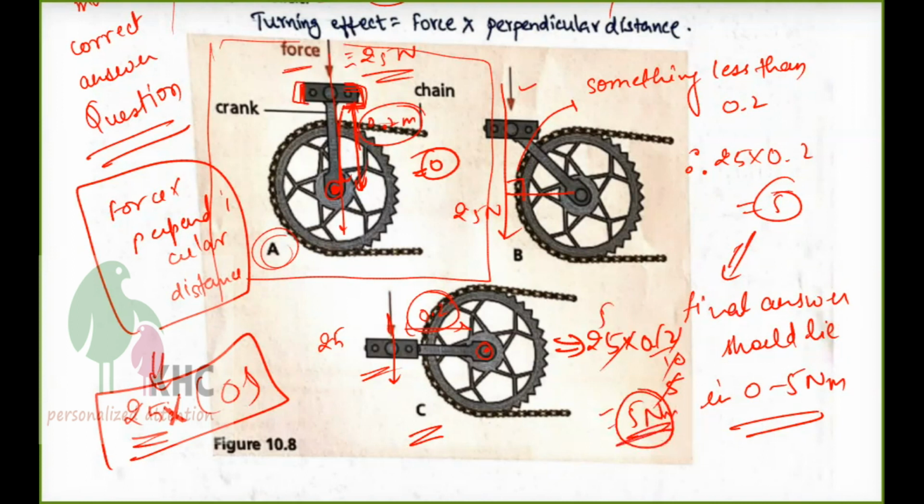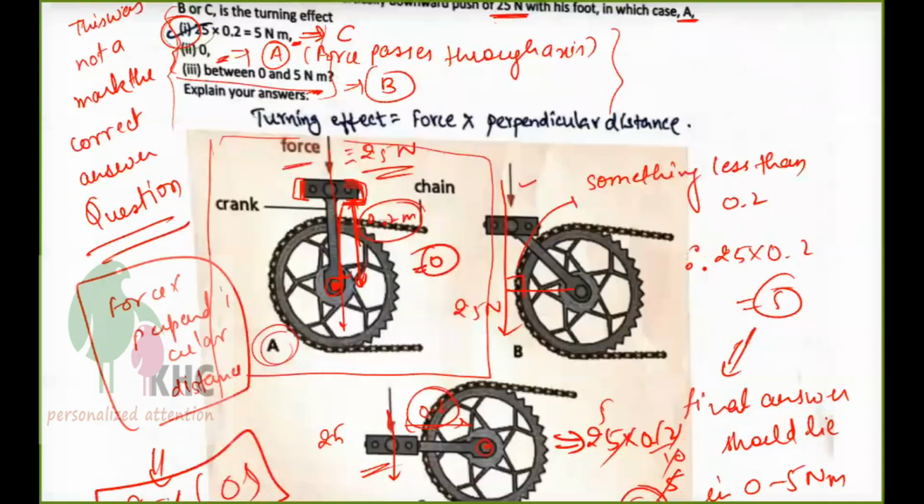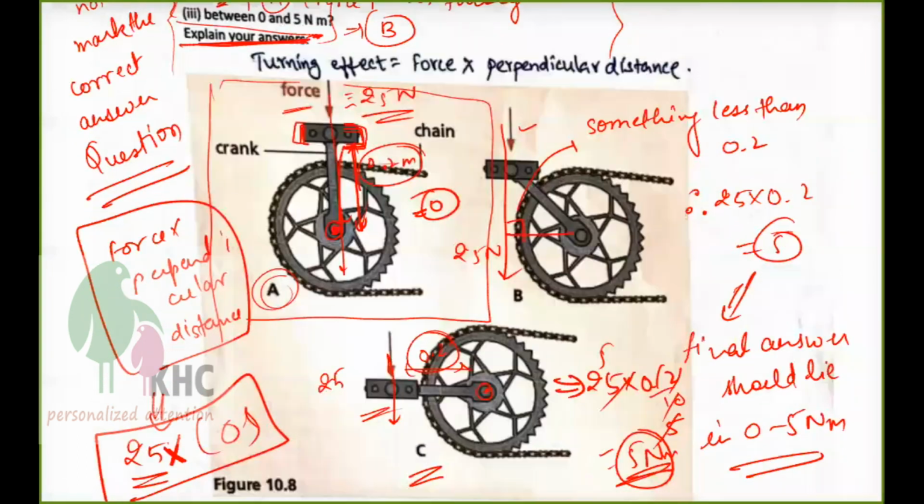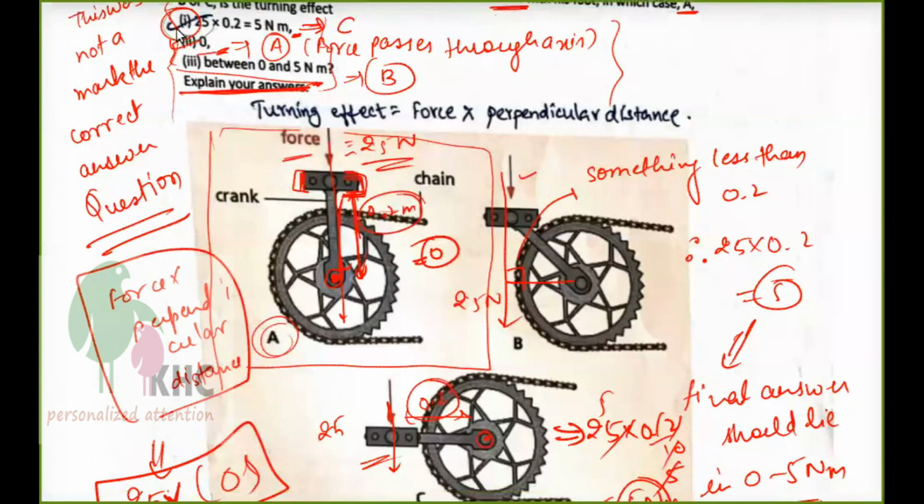Now, what about the remaining one? We have to explain our answers as well. We cannot just write that it is the remaining part. So for zero, the answer is A. For the first one, the answer is C. And what about this one?